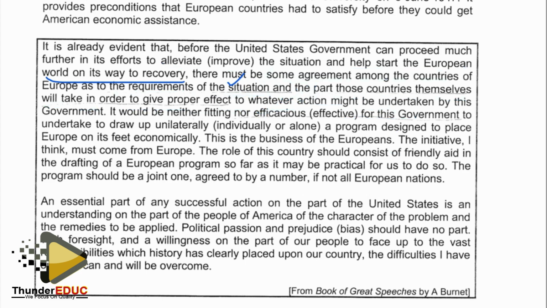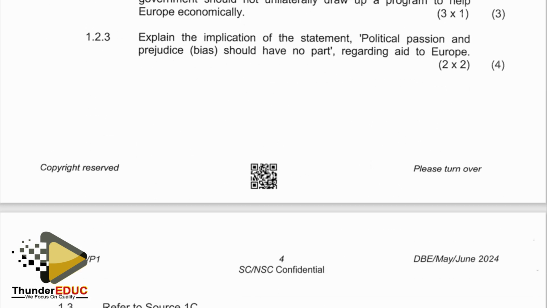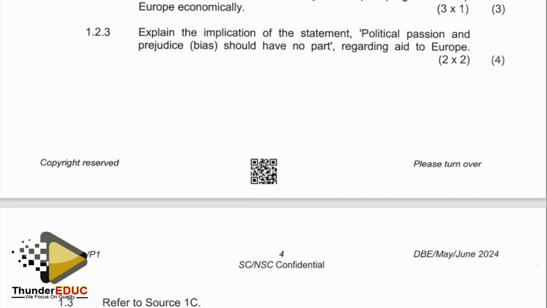Right. We move on to the next question, which is question number 1.2.3. It says, explain the implication of the statement: political passion and prejudice, which is bias, should have no part regarding aid to Europe. That statement is quoted from the text. And what is the implication, or the meaning, when they said political passion and prejudice should not be part of the aid to Europe?